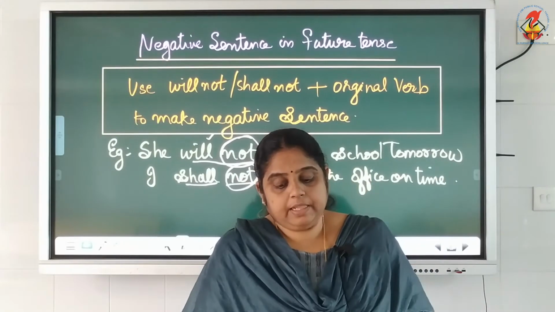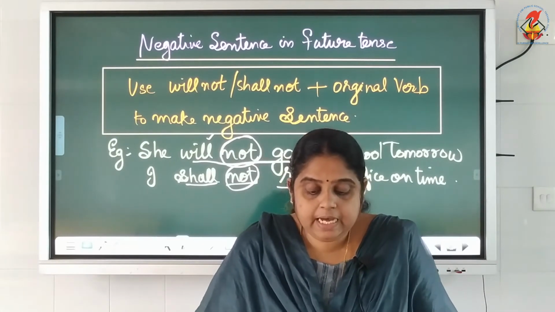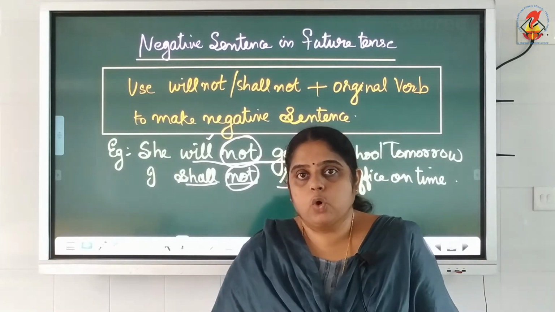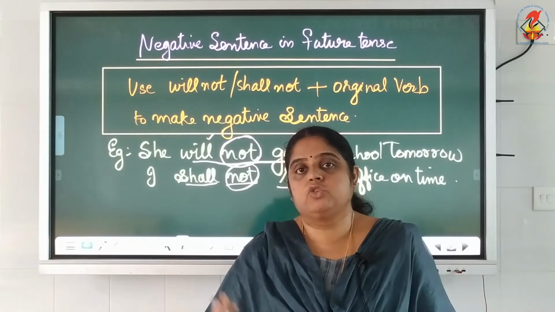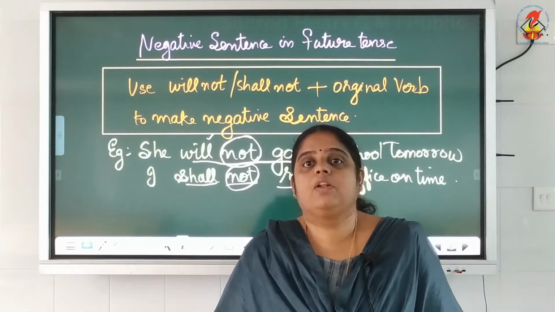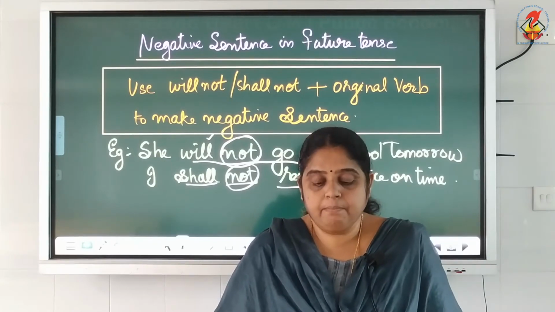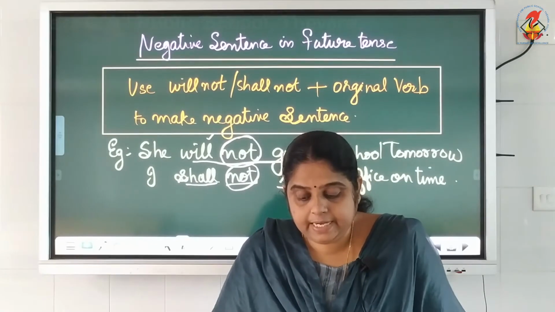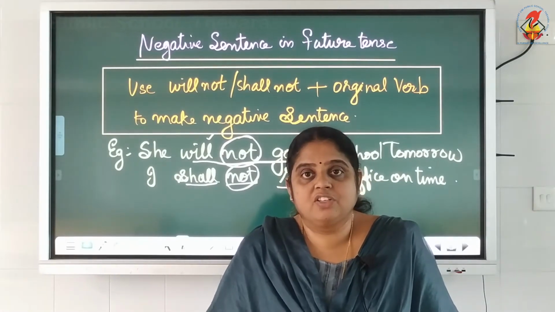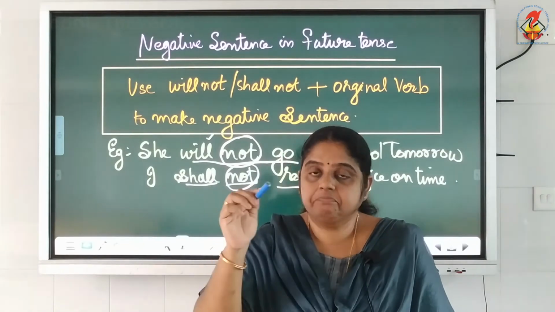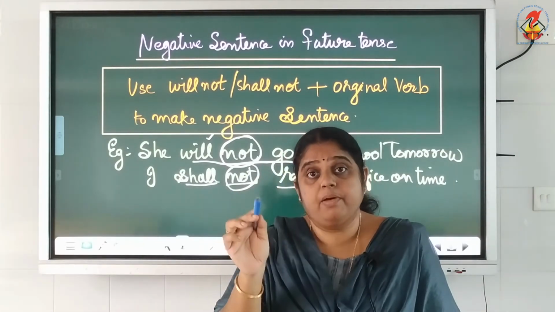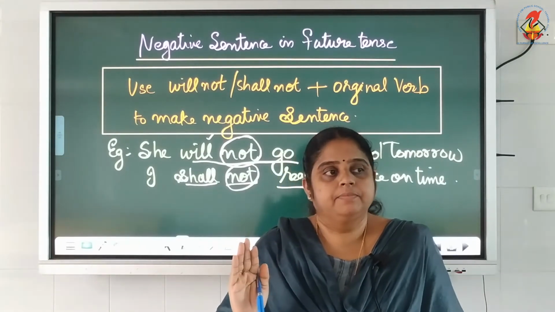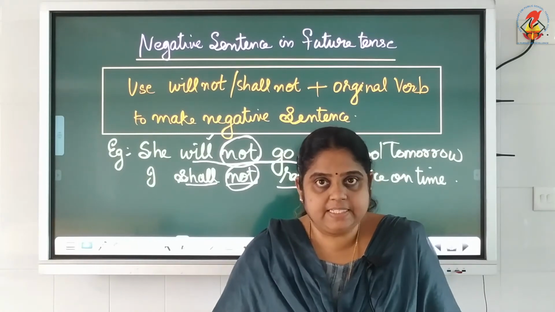Then the second one, this year my birthday will fall on Sunday. So after will you have to add a not to make it negative. So the sentence will be like this: this year my birthday will not fall on a Sunday. Saturday. Sorry, it's not Sunday, Saturday. The thing that you have to remember is to add a not after will or shall. Okay, try the rest of the sentences.